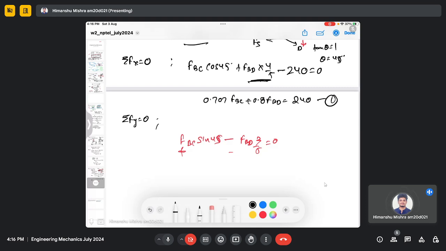So you can solve this. You will get force BC equal to 0.848 times force BD. So that's equation 2. So now you can plug equation 2 into equation 1.